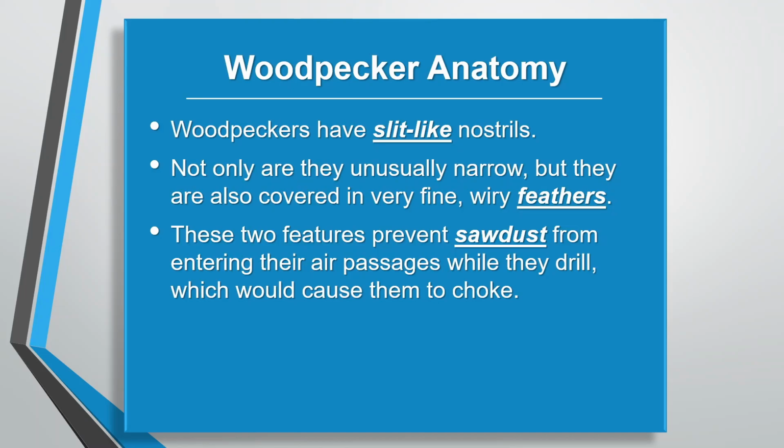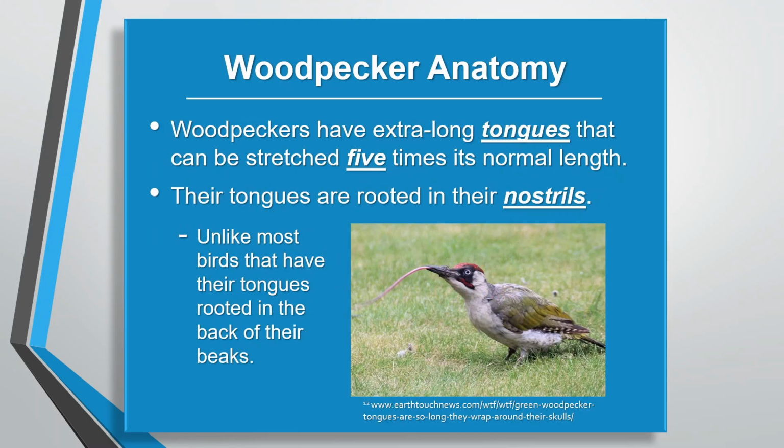Woodpeckers also have slit-like nostrils. Not only are they unusually narrow, but they're also covered in very fine, wiry feathers. These two features prevent sawdust from entering their air passages while they drill, which would cause them to choke. Woodpeckers also have extra long tongues that can be stretched 5 times their normal length, and they're rooted in their nostrils, unlike most birds that have their tongues rooted in the back of their beaks.